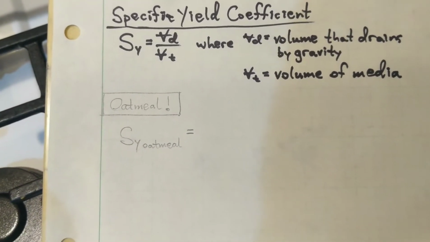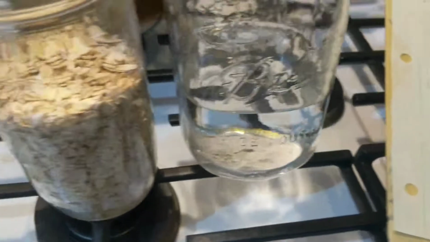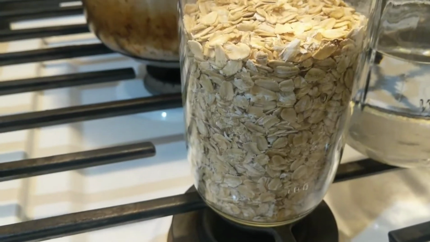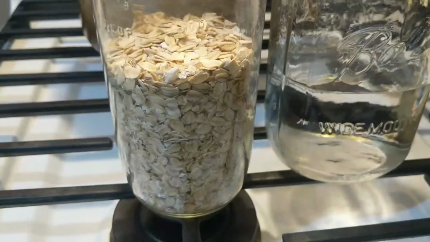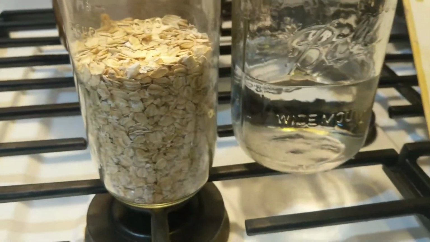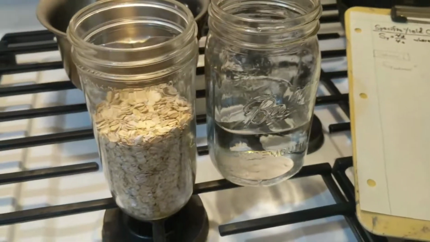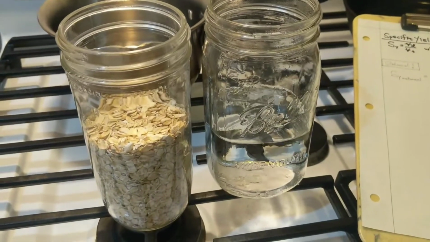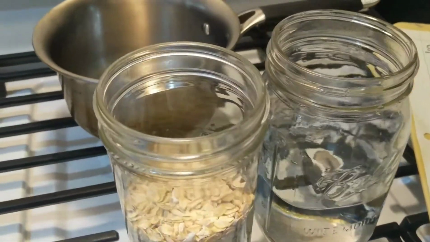equals the volume that drains by gravity, and VT is the volume of the media. And the media is oatmeal, and the fluid is water. We have 400 milliliters of each right here, and we're going to put it in the pan and see how much it holds once it's fully saturated, and how much drains by gravity.